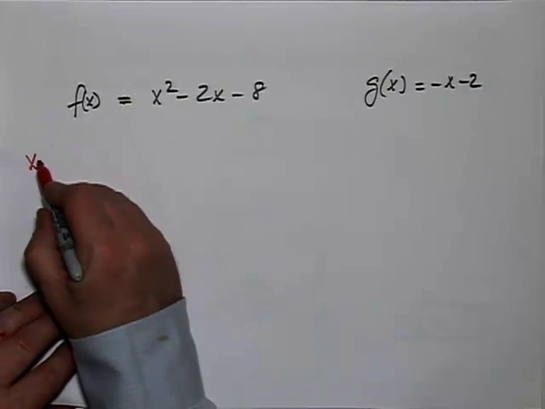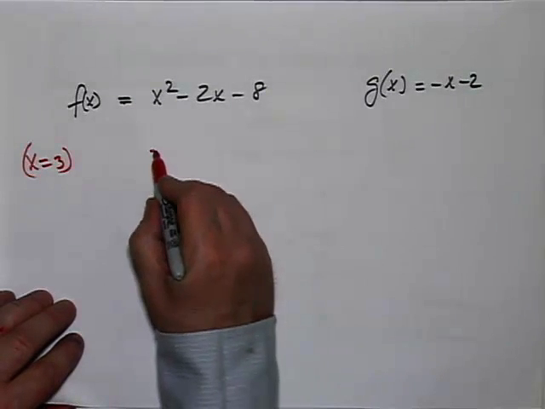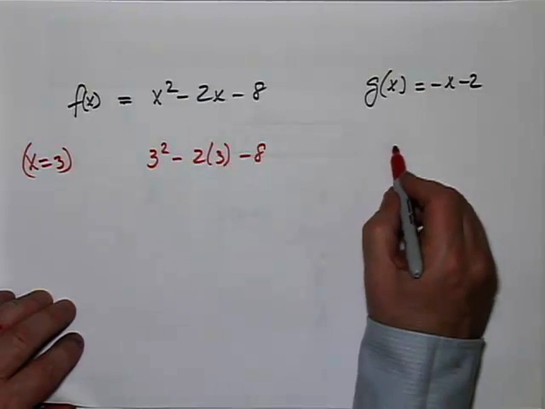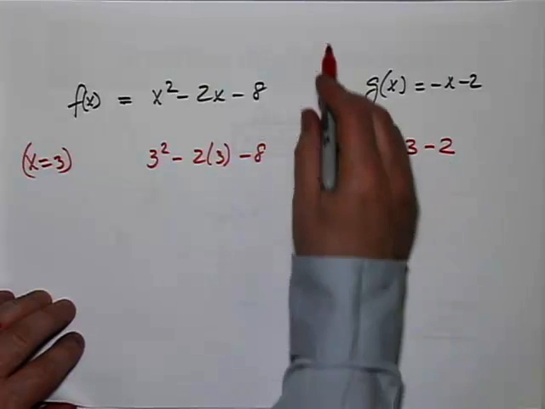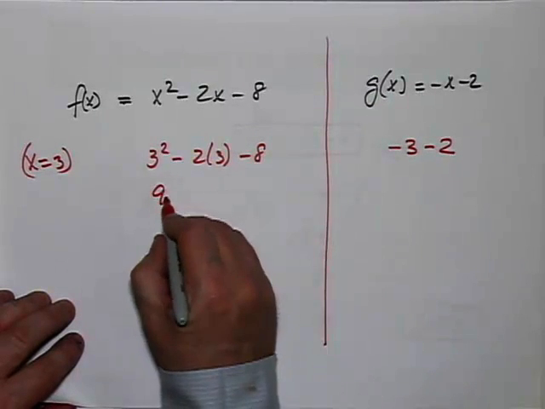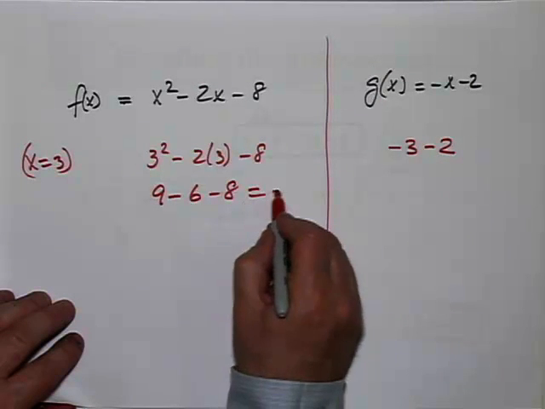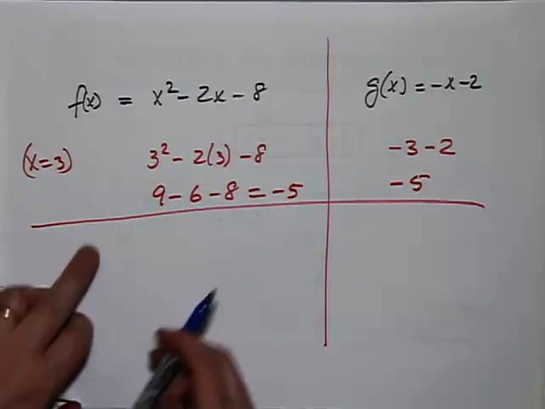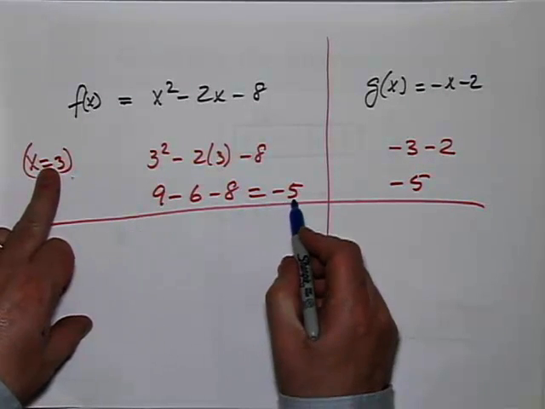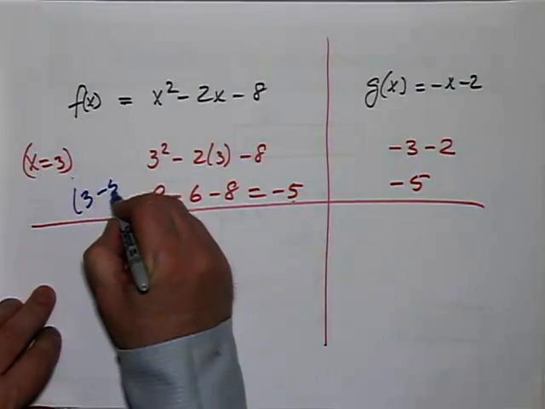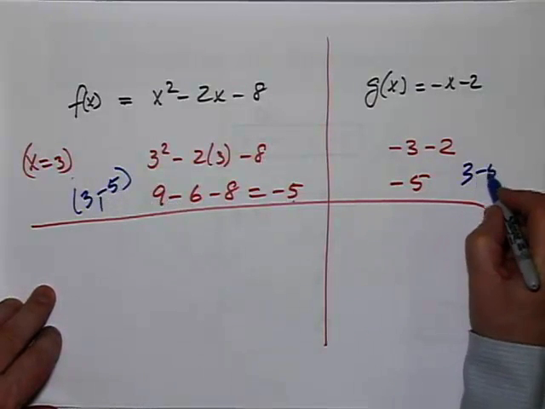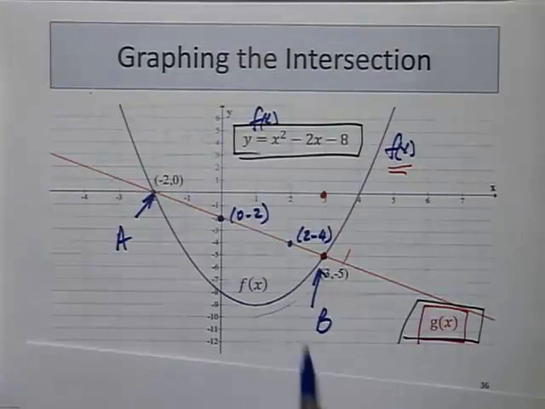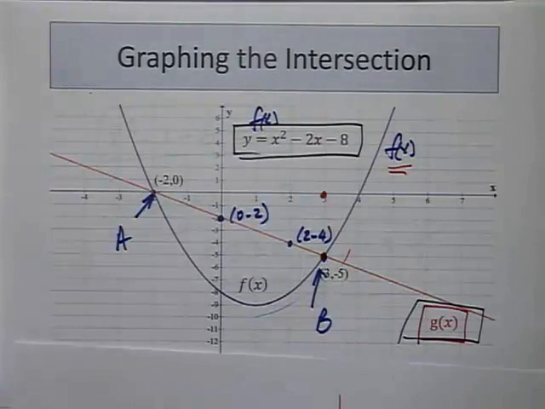What happens when x is 3? We get 3 squared minus 2 times 3 minus 8. Here we get minus 3 minus 2. That's 9 minus 6 minus 8, which is minus 5, and that's minus 5. And that's saying that at the point x is 3, y is minus 5, (3, minus 5) is on both g(x) and f(x). (3, minus 5) is where they cross.